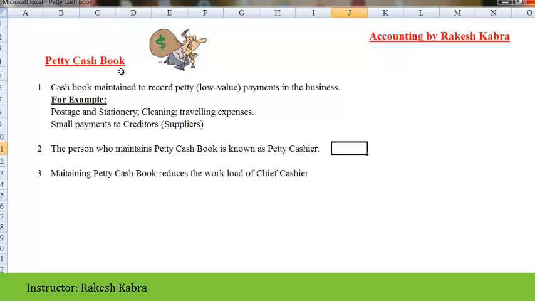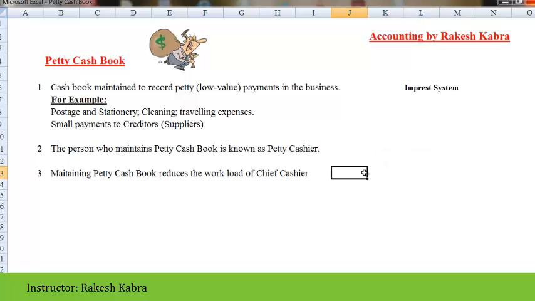And to maintain the petty cash book, we have a system, and that system is known as what? Imprest system. Now see what we are supposed to do in the imprest system. In the imprest system, what will happen? The chief cashier will give a certain amount to the petty cashier at the beginning date of each month.